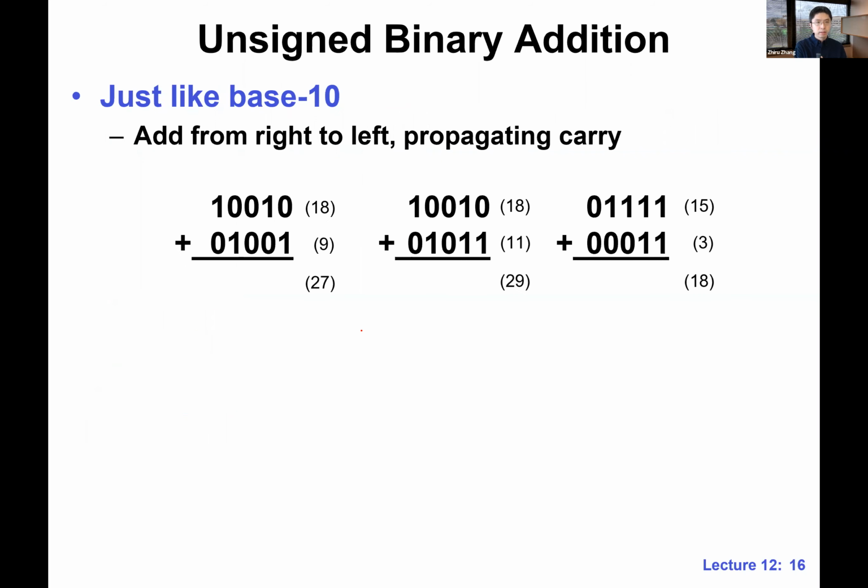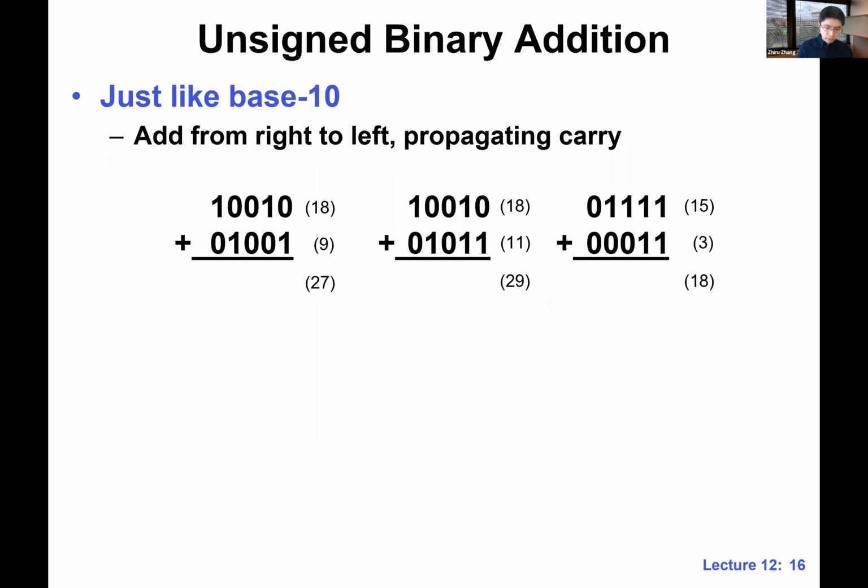Now let's look at addition. Again, very intuitive, very similar to how we add up decimal numbers. We line up the digits, we align them, and then we just do a single pass, right to left. We add up each column, and then we propagate a carry.